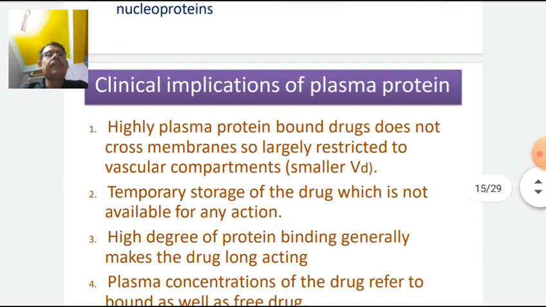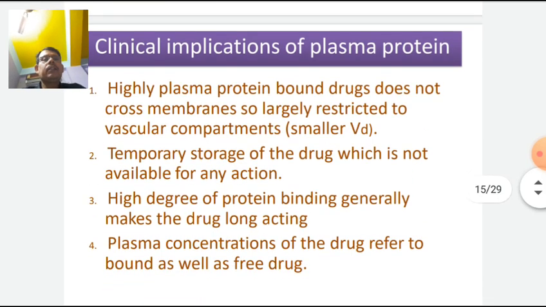Clinical implication of plasma protein binding. What is the clinical importance? A highly plasma protein bound drug does not cross the membrane, so it is restricted to the vascular compartment, giving a small VD. So in that case the dose will be increased. It is temporary storage of the drug which is not available for any action, because the therapeutic action will occur only when the drug reaches the therapeutic concentration.